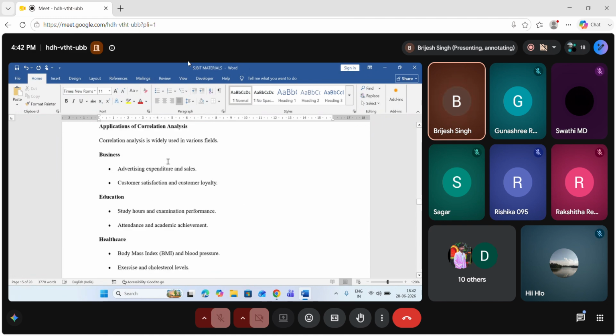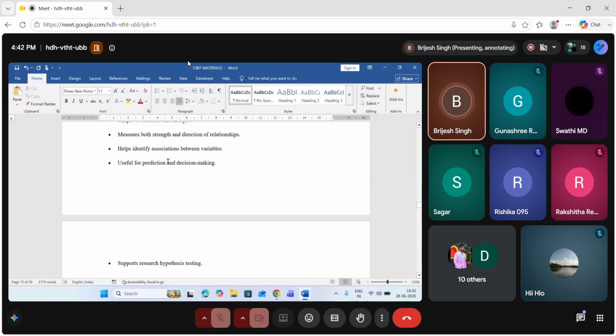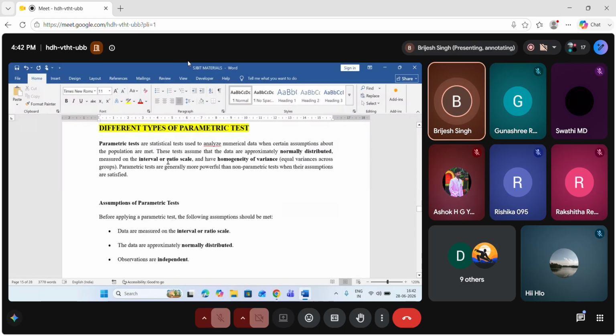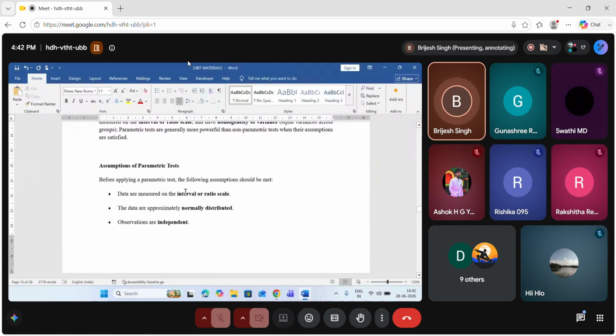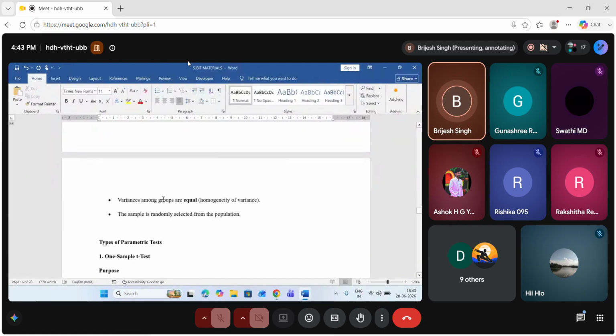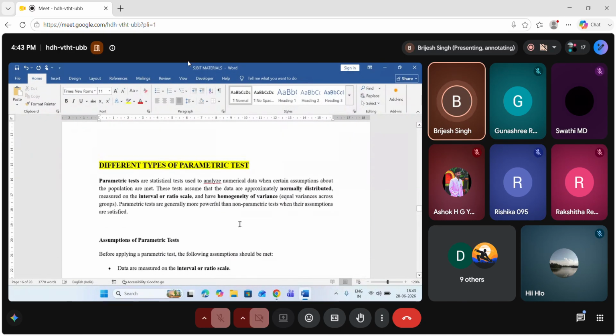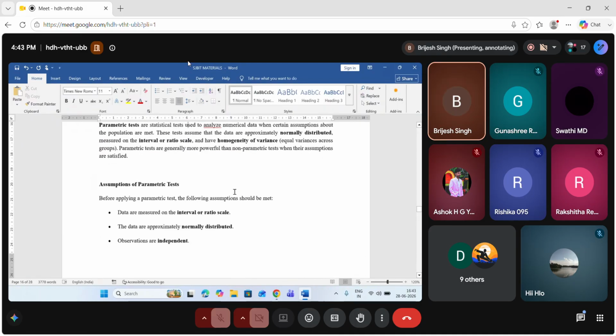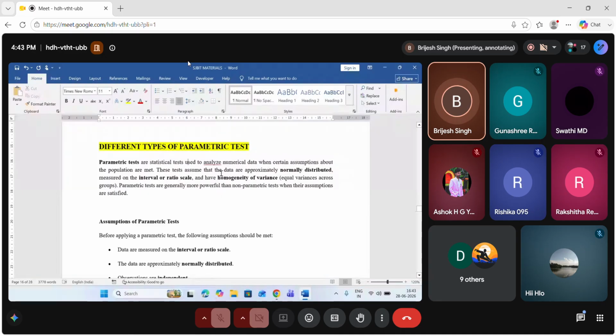Okay. Then next topic was, I think, difference between the different types of parametric test. So first you have to write what are the assumptions of the parametric test and why this parametric is important, right? So what kind of data should be there, what kind of scaling should be used, and this parametric test is based on what? So it is, everyone knows, it is based on the homogeneity of variances.